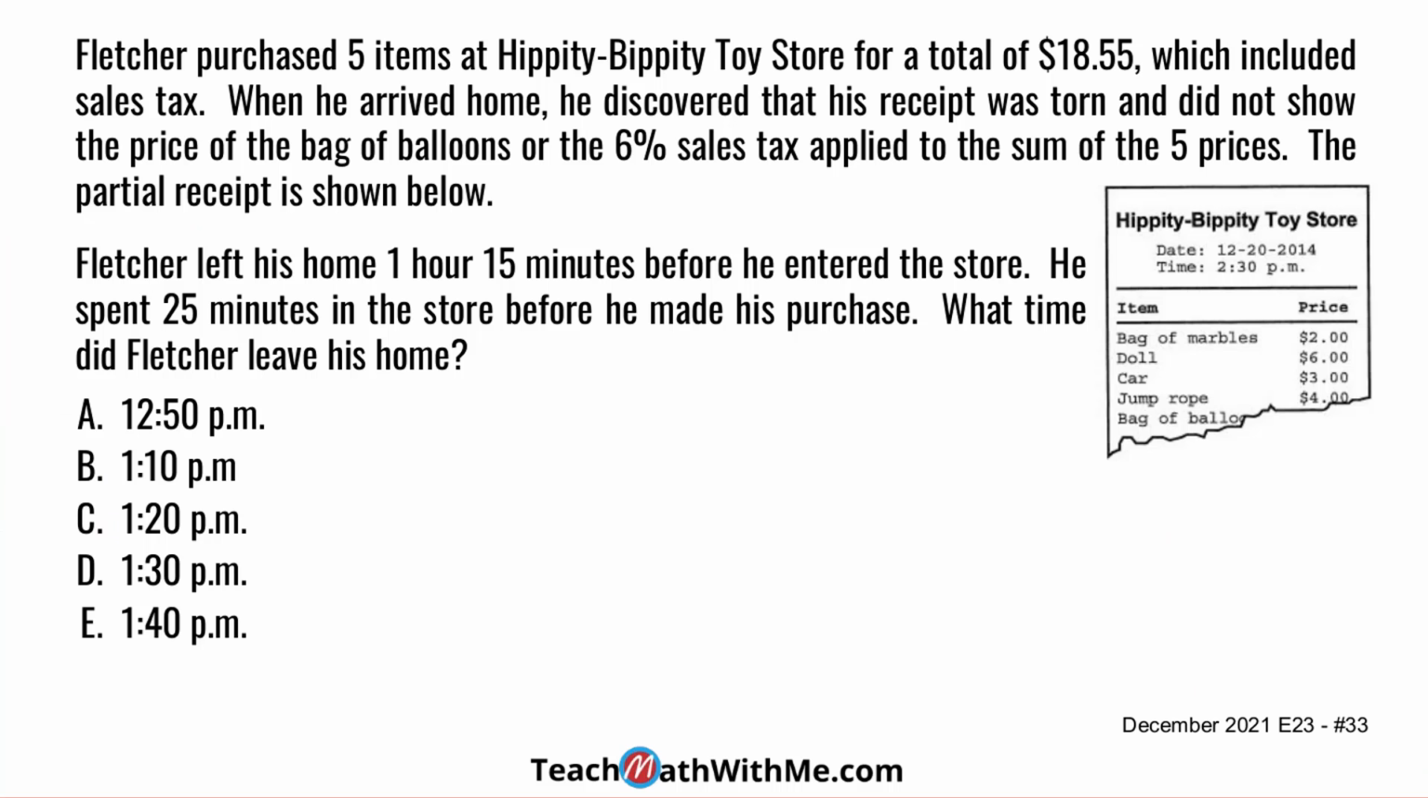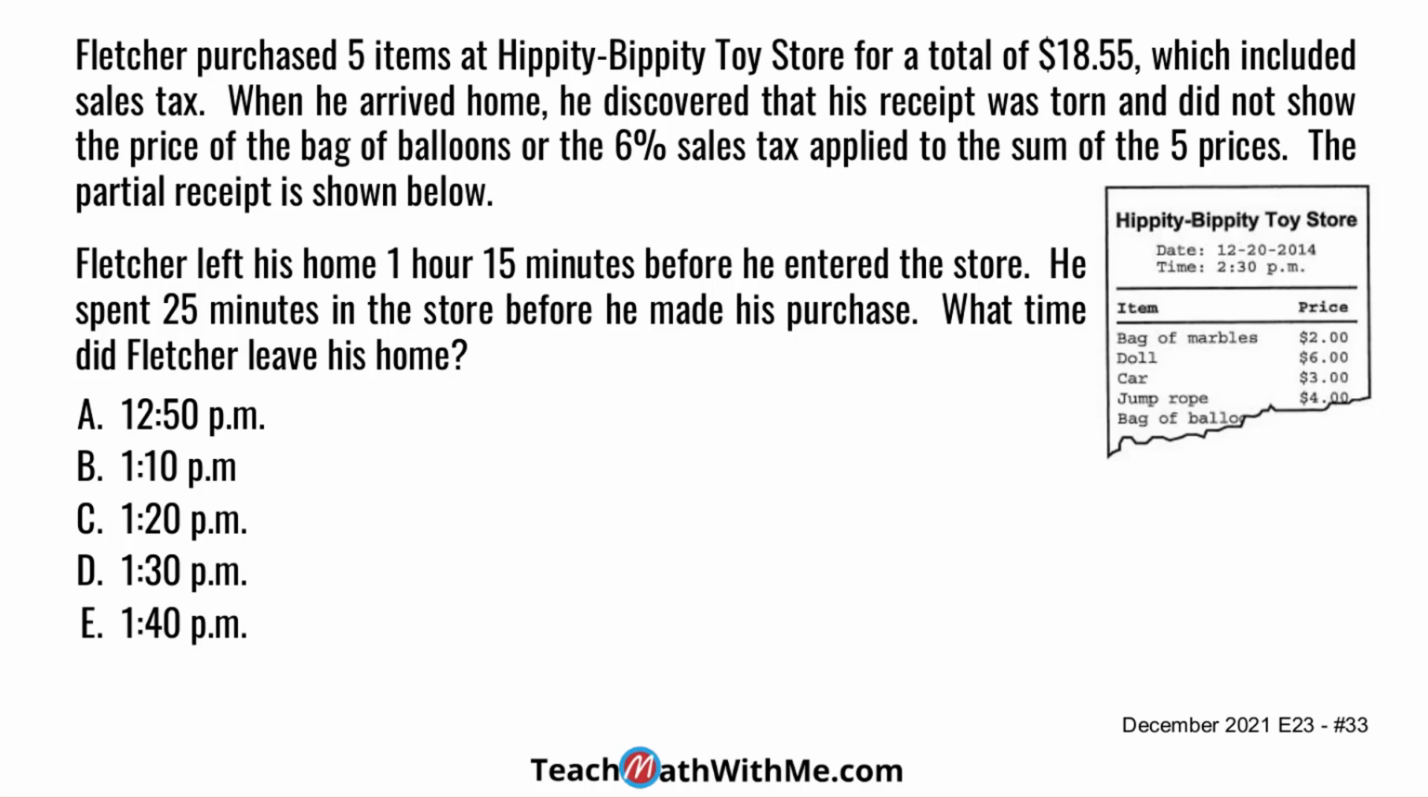Work this ACT math question from December 2021. It was question number 33, and it started out that Fletcher purchased 5 items at Hippity Bippity Toy Store for a total of $18.55, which included sales tax. When he arrived home, he discovered that his receipt was torn and did not show the price of the bag of balloons or the 6% sales tax applied to the sum of the 5 prices. The partial receipt is shown below.